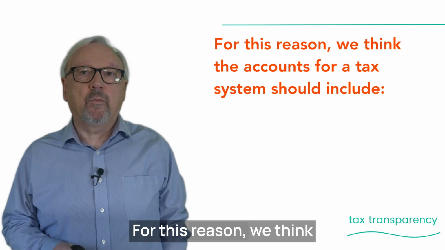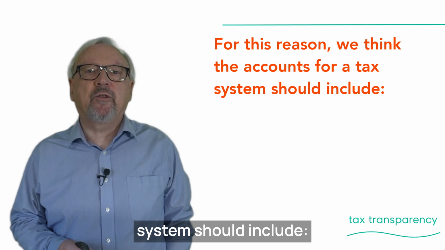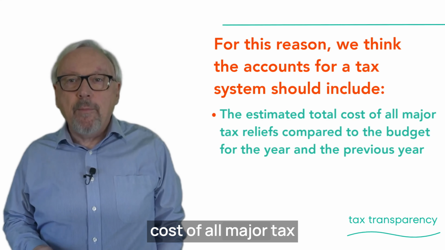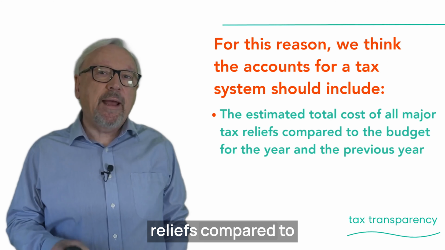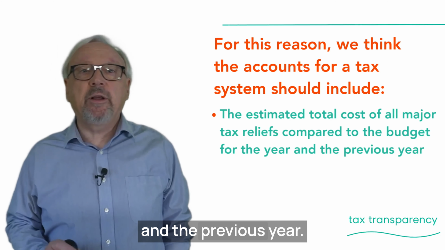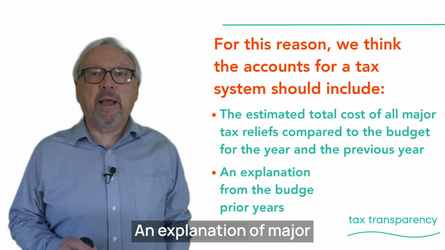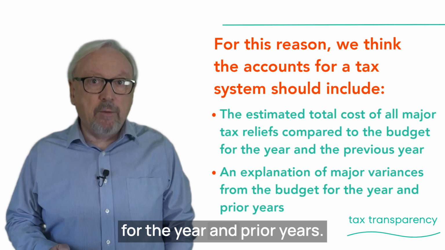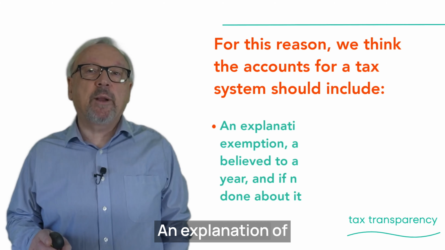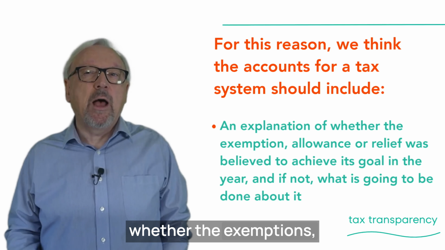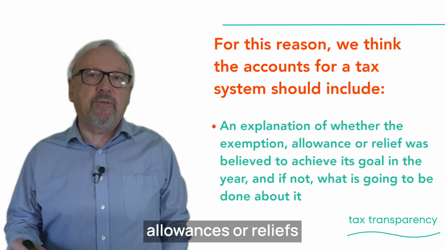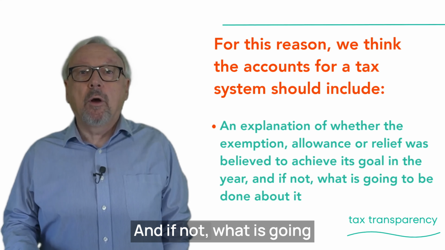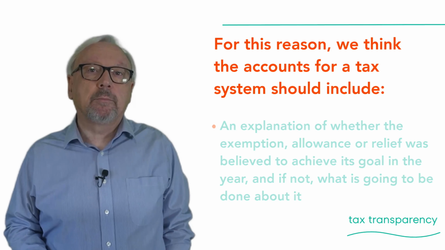For this reason, we think that the accounts for a tax system should include the estimated total cost of all major tax reliefs compared to the budget for the year and the previous year, an explanation of major variances from the budget for the year and prior years, an explanation of whether the exemptions, allowances or reliefs were believed to achieve their goals in the year, and if not, what is going to be done about it.